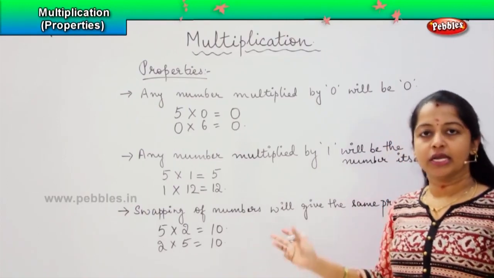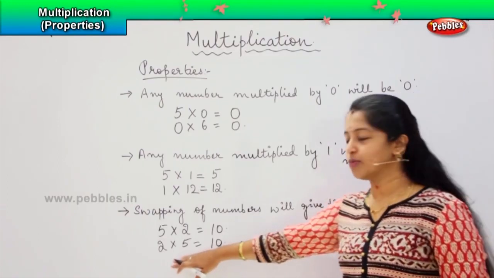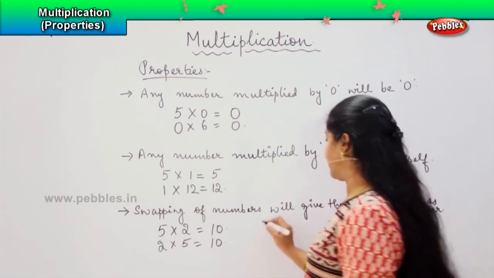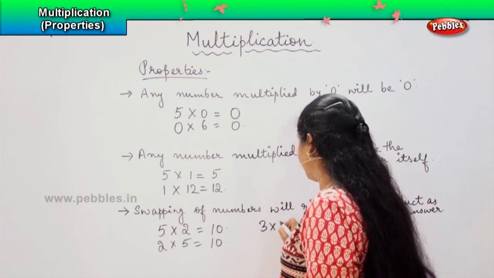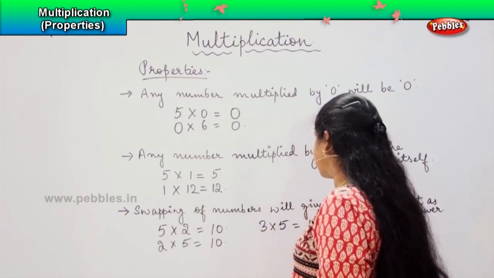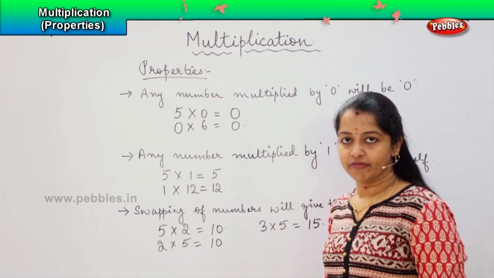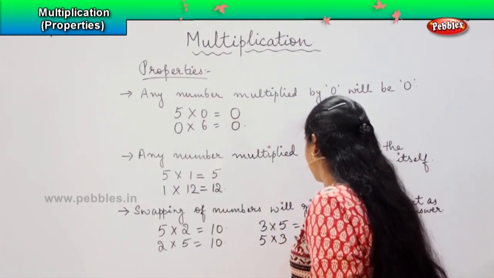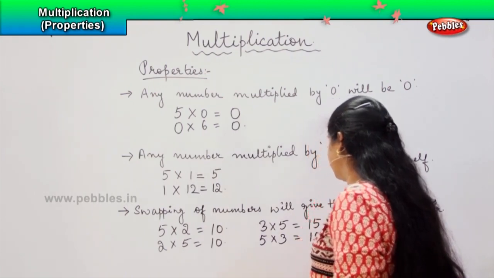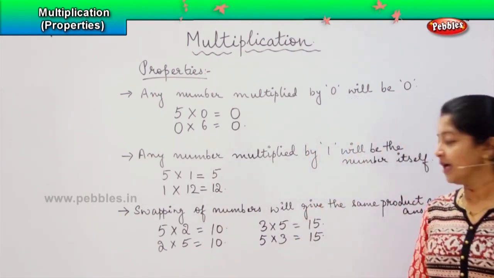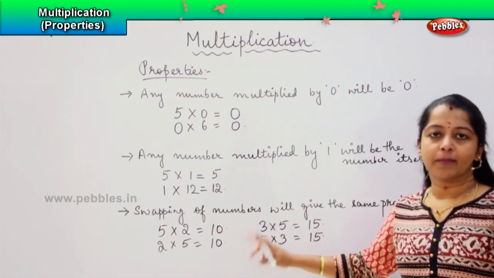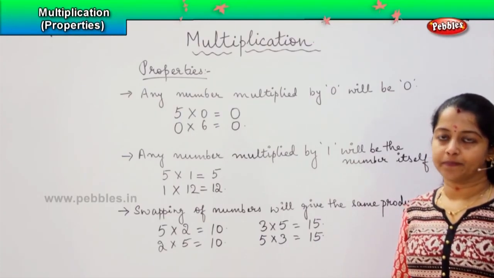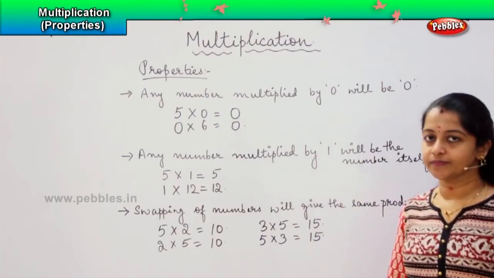In multiplication, even if you swap the numbers, if you change the position of the numbers, your product answer will remain the same. Similarly, if I write 3 into 15, it will give me the answer 15. If I write 5 into 3, this will also give me the answer 15. Okay. So, irrespective of whichever number comes first or second, my product answer will remain the same. Are you clear with these points, children?